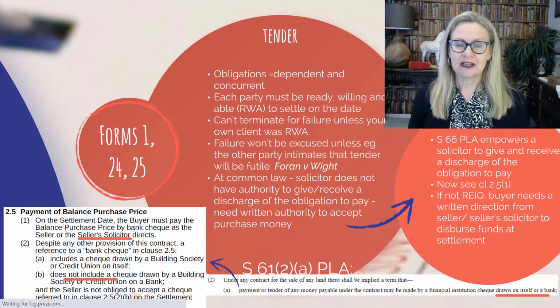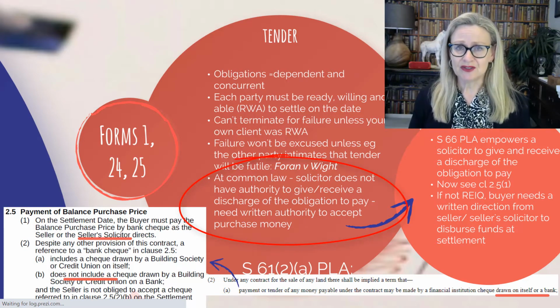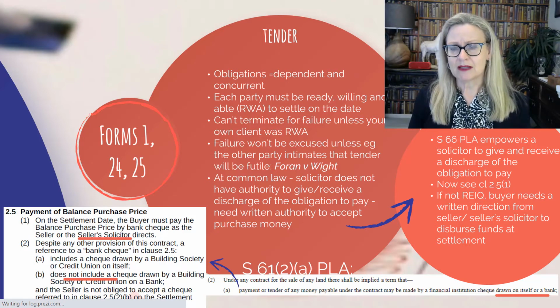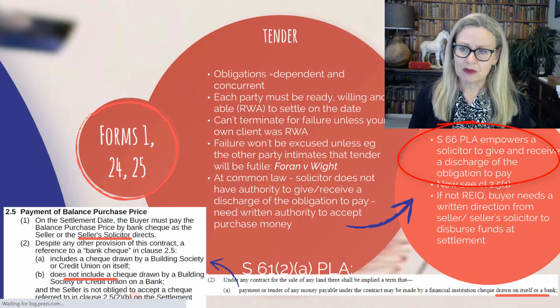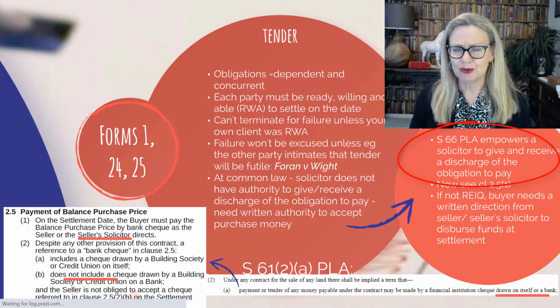Now, at settlement, obviously, each party is going to want to know that the other party or their representative have the right authority to be able to give or receive a good discharge for the other party's performance of their obligations, their tender of performance. At common law, interestingly, a solicitor does not have authority to give or receive a discharge of the obligation to pay, and you're going to need written authority to accept purchase money. However, that common law situation is abrogated somewhat by Section 66 of the Property Law Act, which empowers a solicitor to give and receive a discharge of the obligation to pay. So you're all good there.